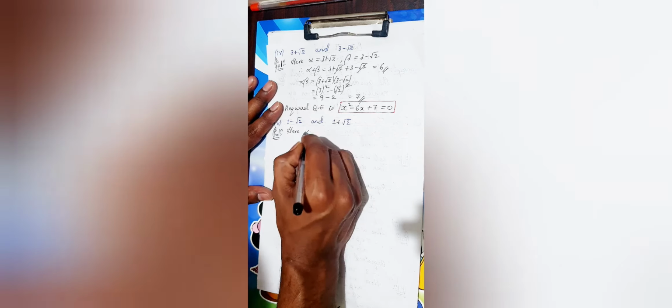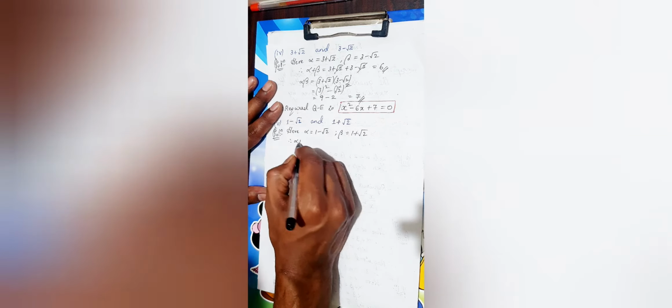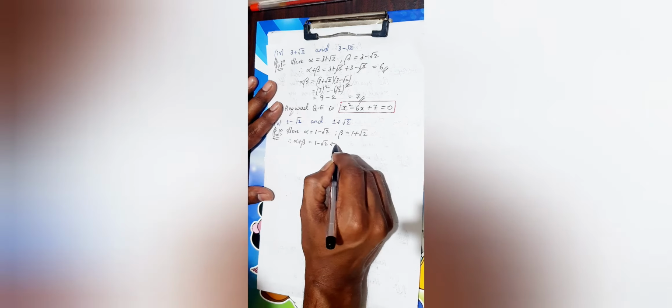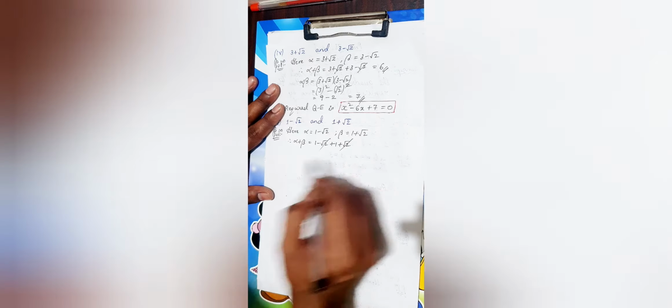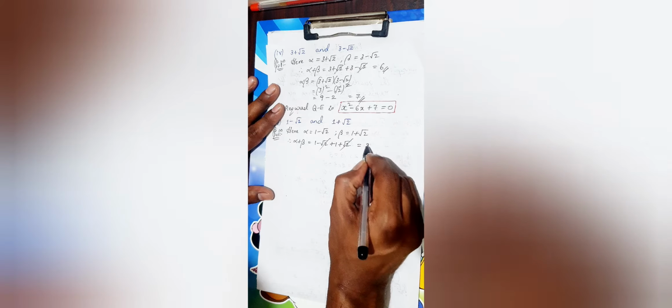Let's continue. So I have one root as 1 minus root 2 and the next root as 1 plus root 2. As usual, let me take alpha as 1 minus root 2 and beta as 1 plus root 2. Let me take alpha plus beta, which is the sum of the roots. So it is 1 minus root 2 plus 1 plus root 2. Very simple. Minus root 2 and plus root 2 get cancelled. The leftover terms are 1 plus 1. That is nothing but 2.